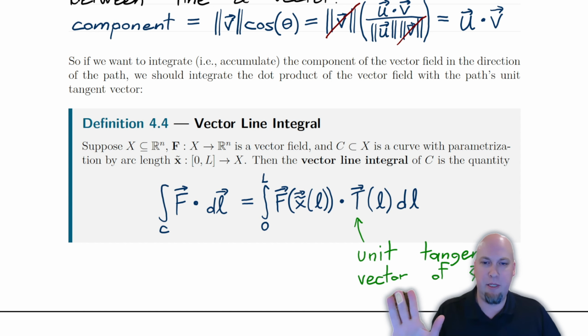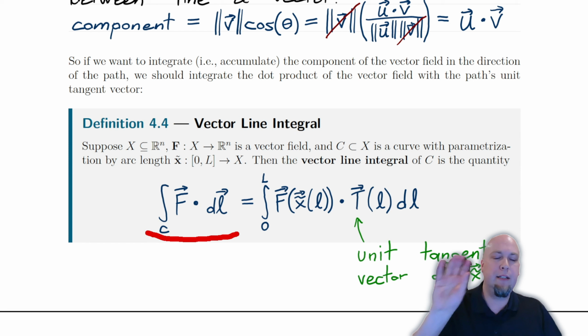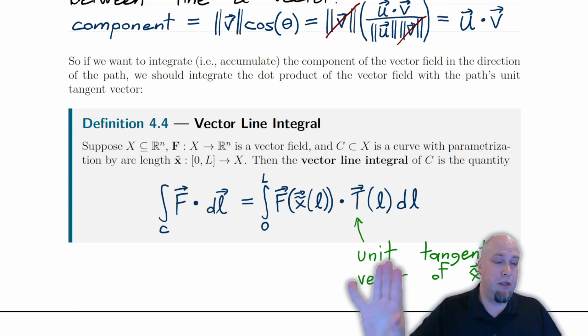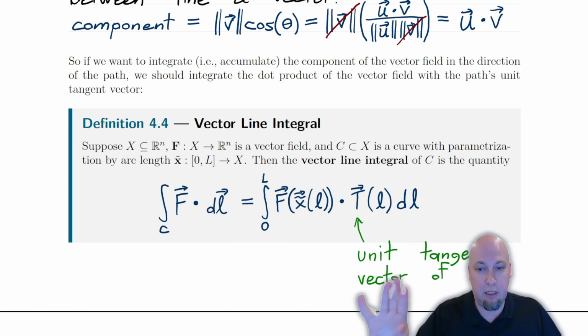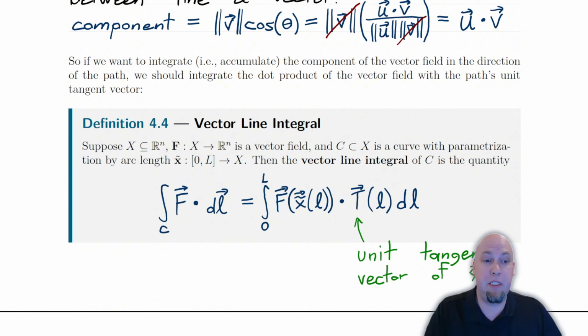This is a bit of a mouthful. Let's talk about the left side first. The left-hand side is just notation. When we write the integral over a curve of f dot dl, that's notation that tells you this is a vector line integral. It's very similar to our scalar line integral notation. The only difference is that there you had a scalar field, little f, and just a scalar quantity dl, whereas here it's a vector quantity that's being dotted.